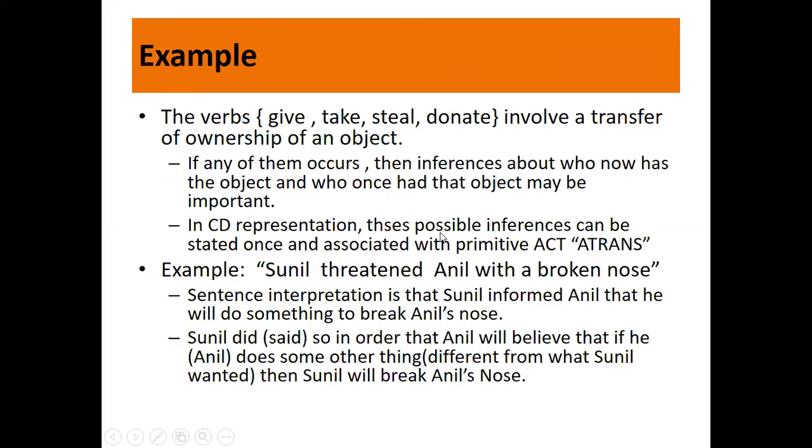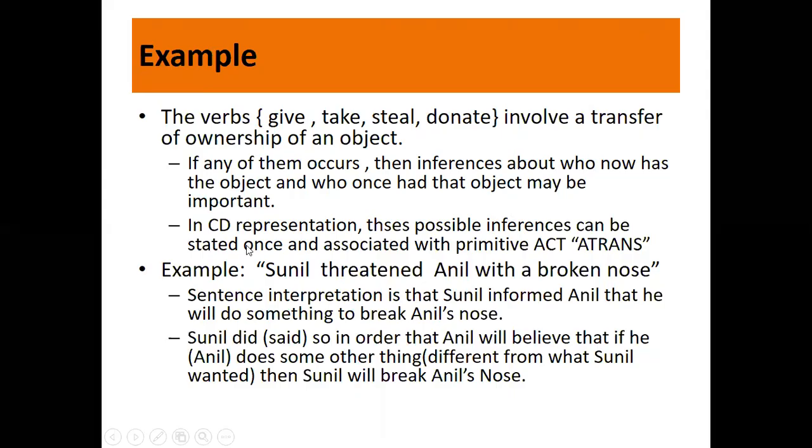Another example, the verbs like give, take, steal, donate involve a transfer of ownership of an object. If any of them occurs, then inferences about who now has the object and who once had the object may be important. Now suppose Nakita gave a pen to Vivin. So before giving the pen, Nakita was the owner, right? But after giving the pen, Vivin is the owner who received the pen, right? So who gave and who has it now is stored.